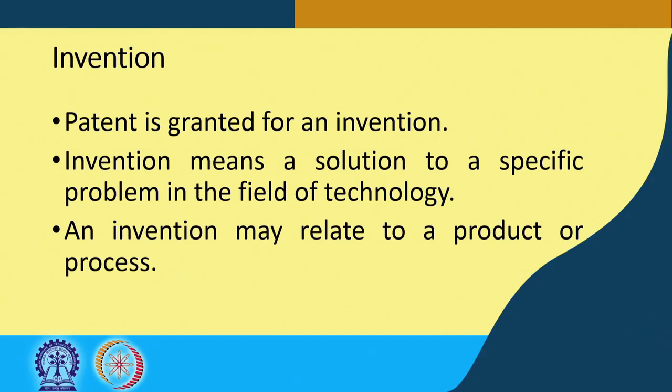Now, at the outset, we need to know that a patent is granted only for an invention, and to be very precise, from a very general point of view, invention means a solution to a specific problem in the field of technology. So, that means there has to be a problem with the pre-existing technology, and if someone provides a solution to that problem, it would be considered an invention. We have seen from the previous lecture that an invention may be with regard to a product, or it can also be with regard to a process.